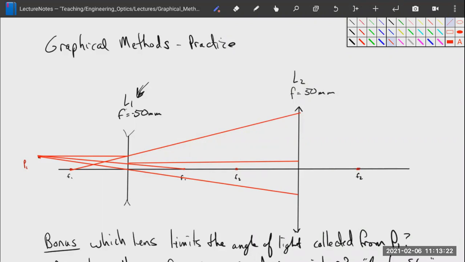So if we translate this parallel beam backwards, we see that it hits this intersection point right here. There's a lot of rays and a lot of things going on, but if we look, right here, all three rays intersect. This ray, this ray, and this ray all intersect right here, and that point is going to be our image one. So that is an imaginary image.